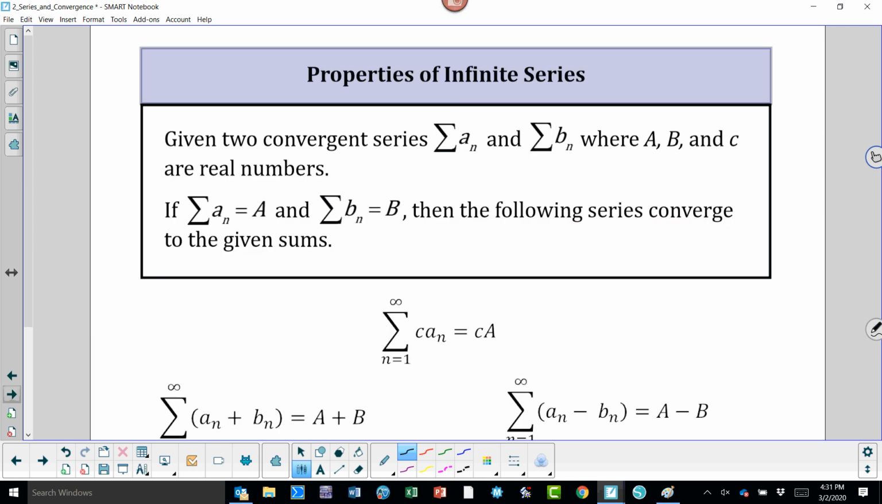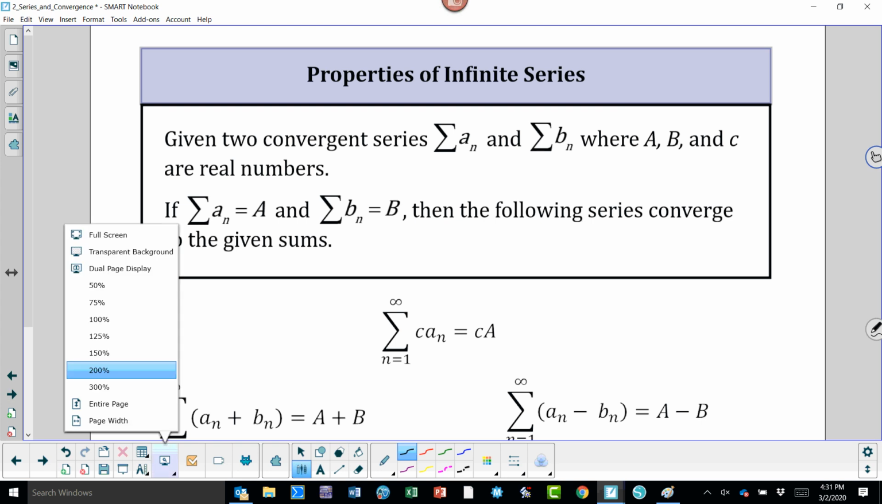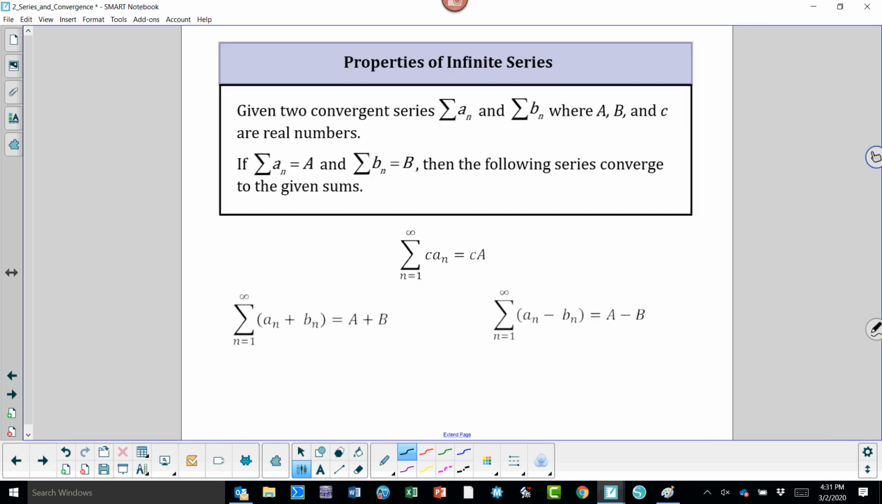Okay, properties of infinite series is kind of like when we do limits and we talk about the different cases on whether it's determinate or not. So here, if you have two convergent series, summation of a sub n, summation of b sub n, and capital A, capital B, and little c are all real numbers. So those are the letters we're going to use here. So these are, you got an actual answer somewhere.